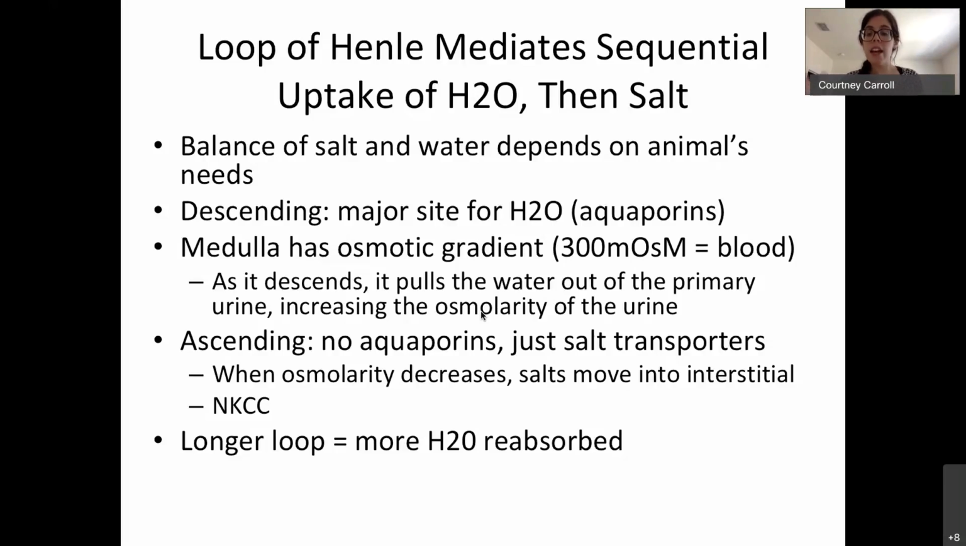Then in the ascending part, now the water can't move, just salt. And so as the osmolarity decreases, salts will then start moving. The size of the loop determines how much water is reabsorbed. So in animals, for example, that live in the desert, their nephrons have really long loops of Henle because they want to pull as much water as possible out of their filtrate. So the longer the loop, the more water is reabsorbed.